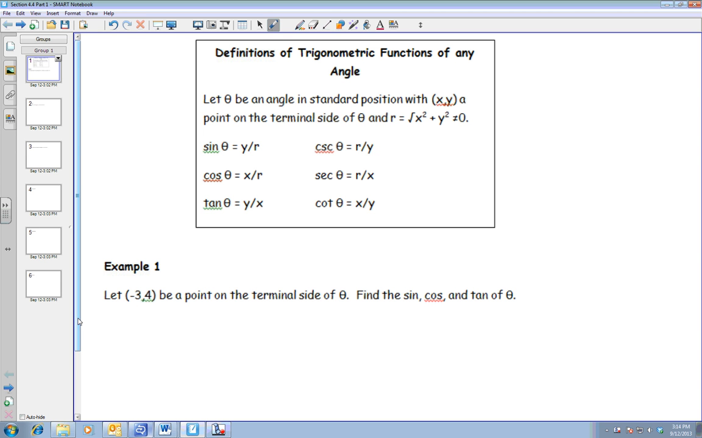Okay, this is section 4.4, and we're going to divide this up into two parts. So this is part one. And they're going to give us some new definitions for our trig functions.